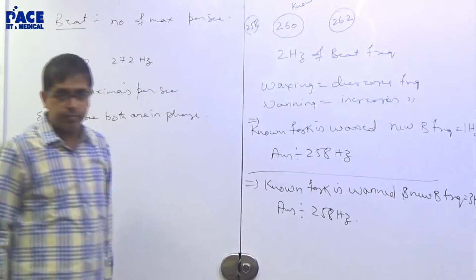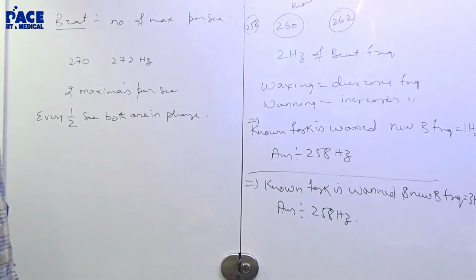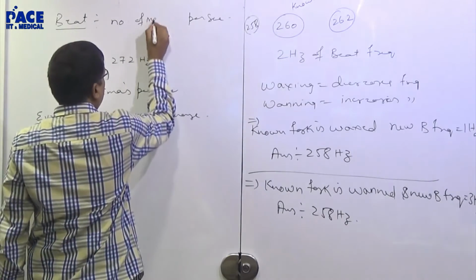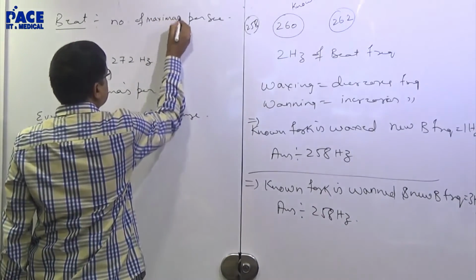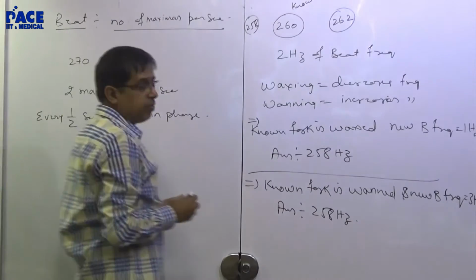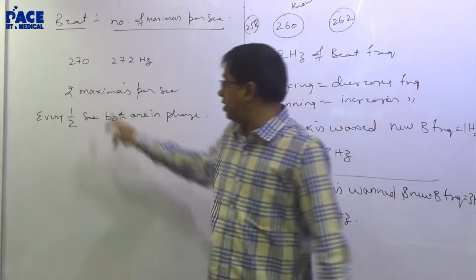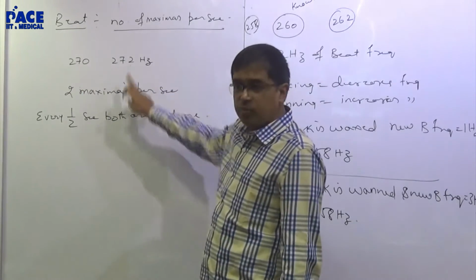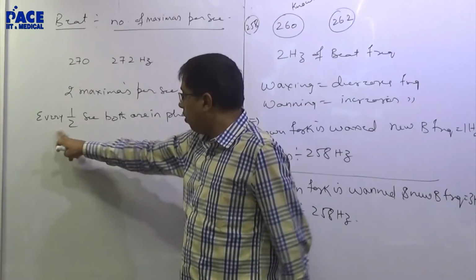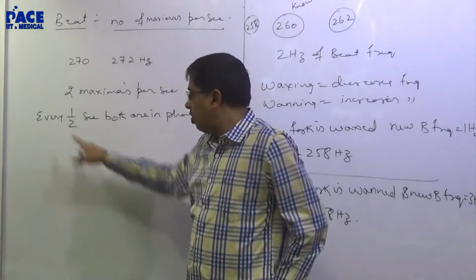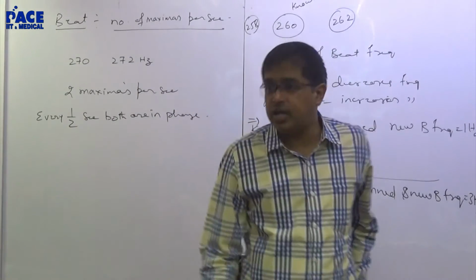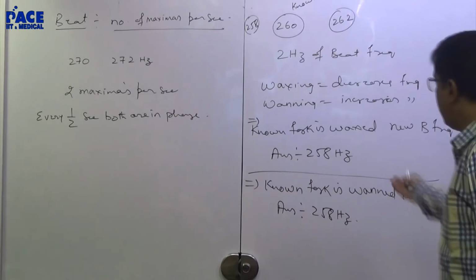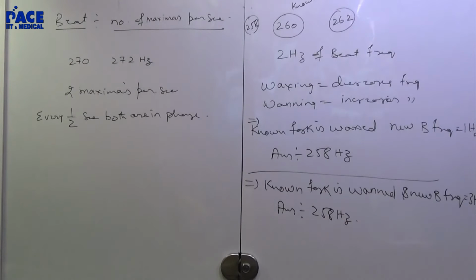Quick. So what have you written as the definition of beats? Number of maximas per second. Number of maximas per second is beat frequency. When will I have a maxima? When they are in phase. Suppose 270, 272. The difference is the beat frequency. That means after every time period, which is 1 by frequency, after every half a second, both of them are in phase. Can you explain that part? I will. I take one more numerical example and explain. Take it down.